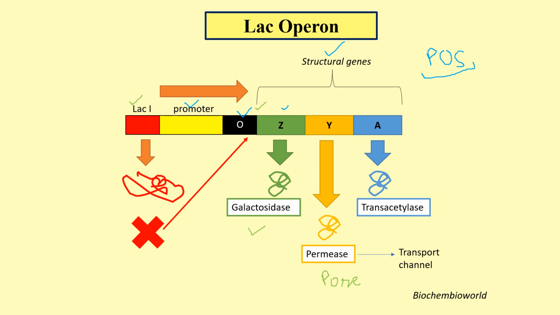But when lactose is present in the media, the lac operon is operating. The repressor is cleaved off from the operator site, and as a result there is synthesis of galactosidase, permease, and transacetylase. That was all about the lac operon.